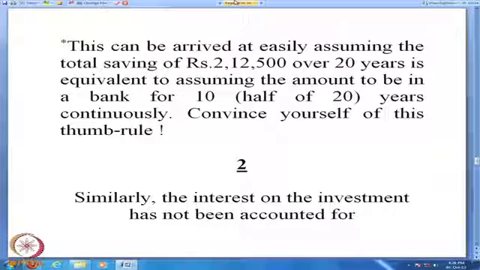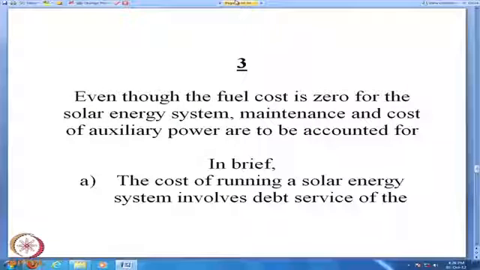Similarly, the interest on the investment has not been accounted for. Now, if you spend 4 lakhs something on the system, you are straight away losing, if it is your own money, 40,000 at least at 10% rate, and if you have taken a bank loan, you may have to pay more than 10% or 12%.